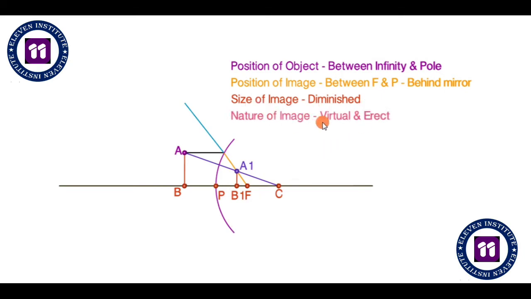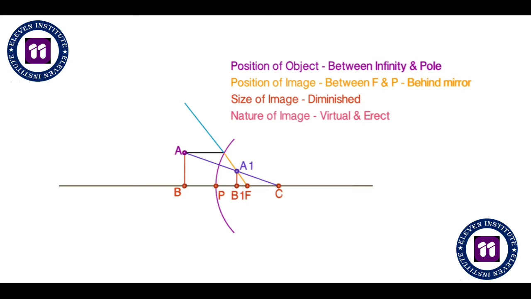These last two things are fixed for image formation by a convex mirror. You will always get a diminished image and you will always get a virtual and erect image. Second thing, your image will always be between P and F. This image cannot go beyond F. This image cannot go beyond P this side. It will always be between P and F for a convex mirror only. These all things are for a convex mirror only. So I hope this is fine.